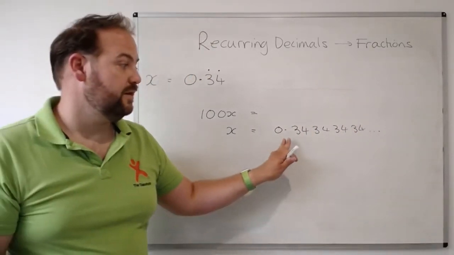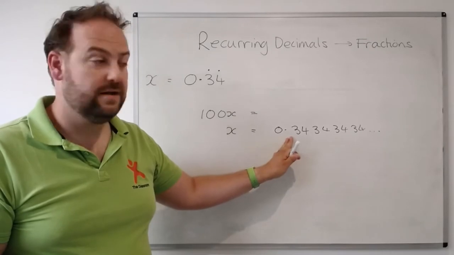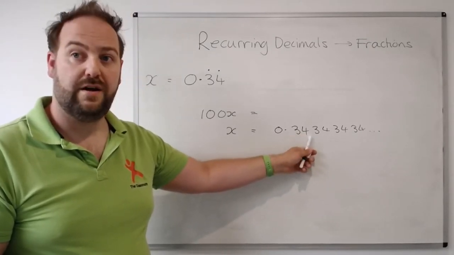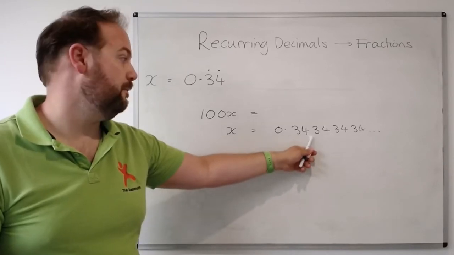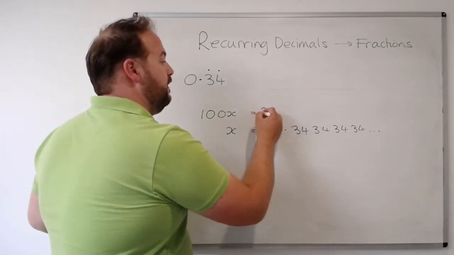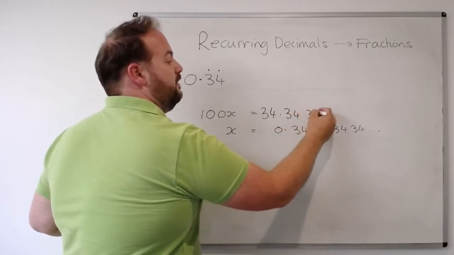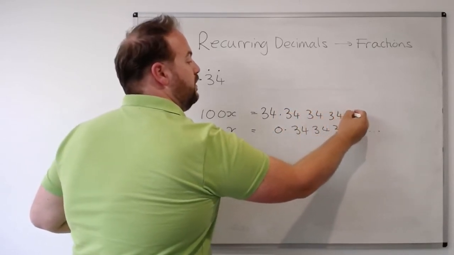Times this by 100. Move the decimal point over 2 places. So times by 10 takes it to just after the 3. Times it by 100 takes it to just after the 4. We will have 34.34343434.